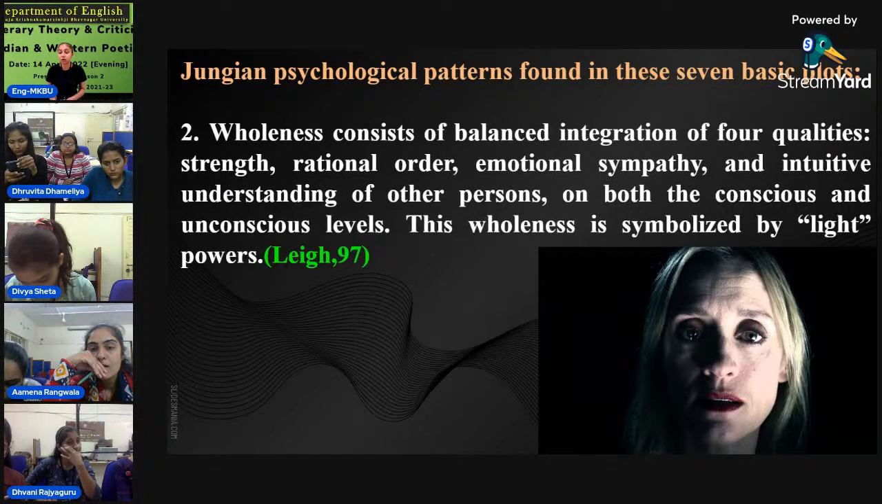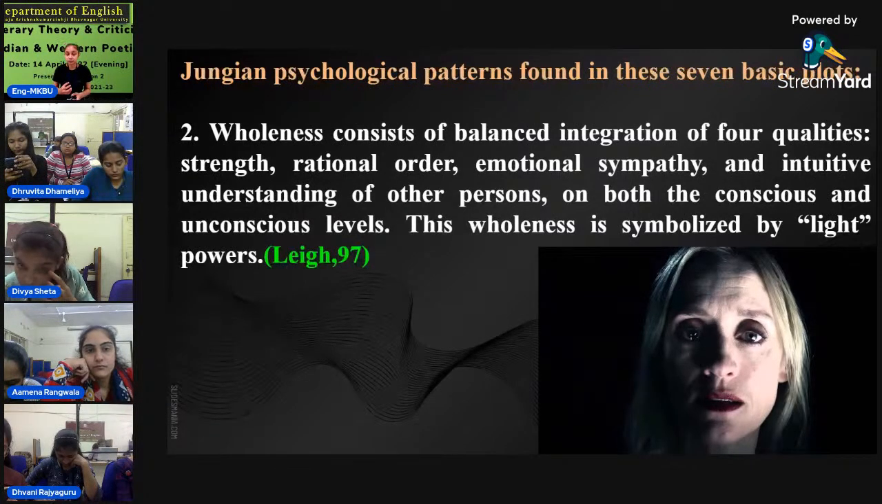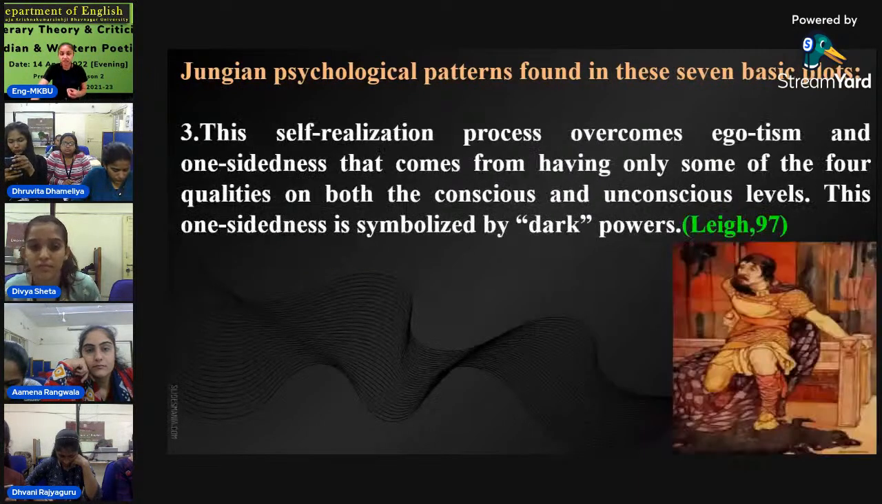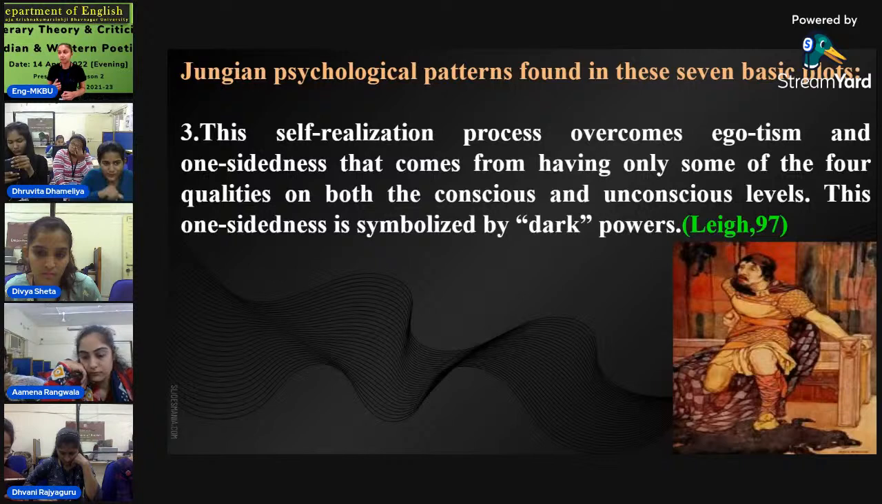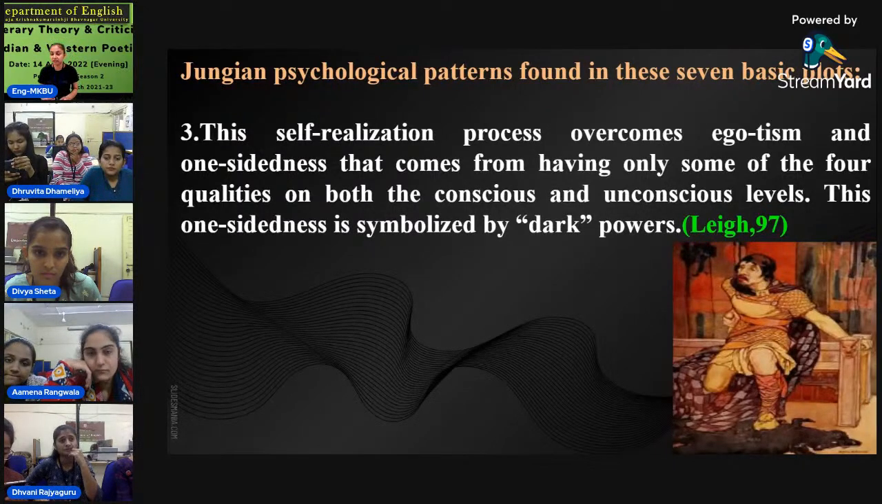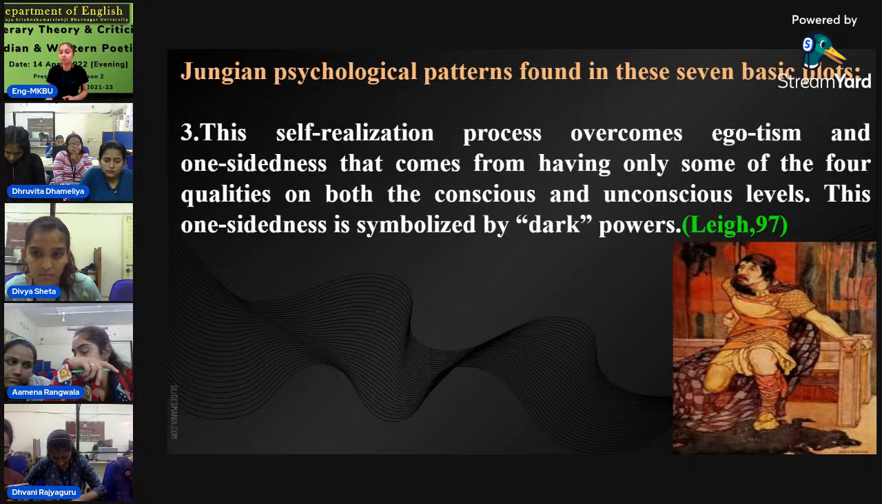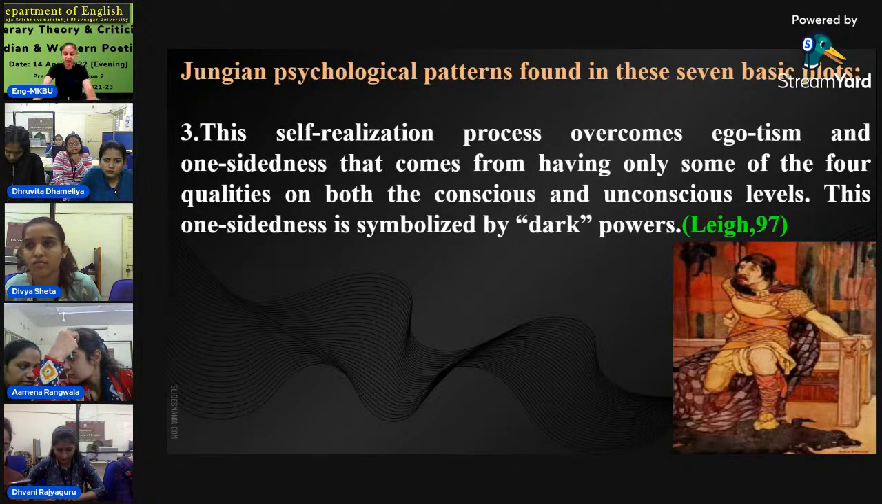This wholeness is symbolized by light power, which means good manner. This self-realization process overcomes egotism and one-sidedness that comes from having only some of the four qualities on both the conscious and unconscious level. This one-sidedness is symbolized by dark power. We can say this of Macbeth and Lady Macbeth, in their inner desire: Lady Macbeth wants to see Macbeth as a king. This is my presentation. Thank you.